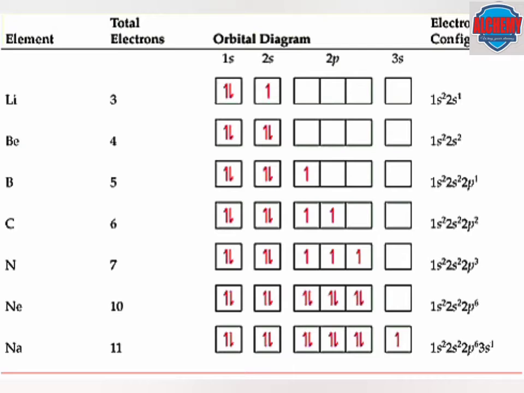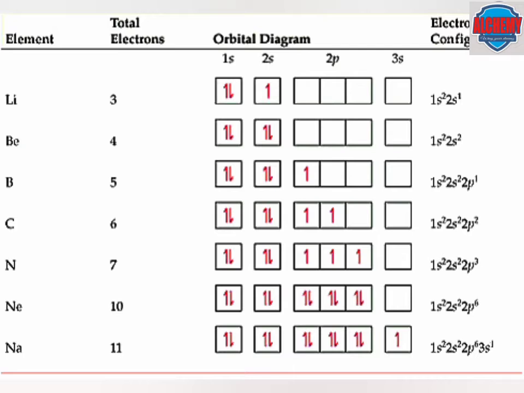Lithium has 3 electrons. The first 2 electrons will enter the 1s orbital. The third electron cannot be accommodated there, so it will be promoted to the 2s orbital. So the electronic configuration is 1s2, 2s1. Similarly, the electronic configuration of beryllium is 1s2, 2s2.